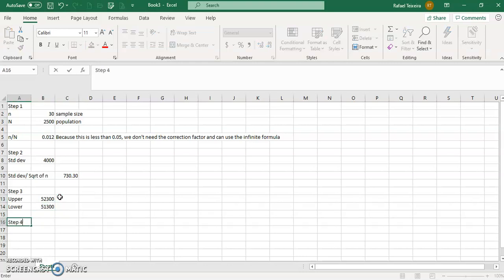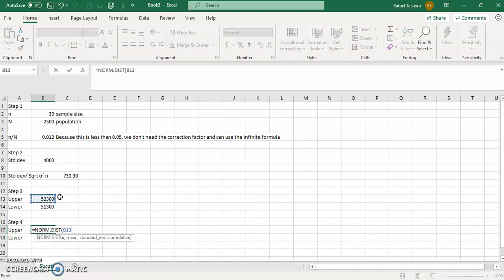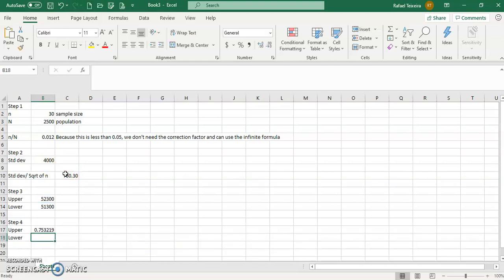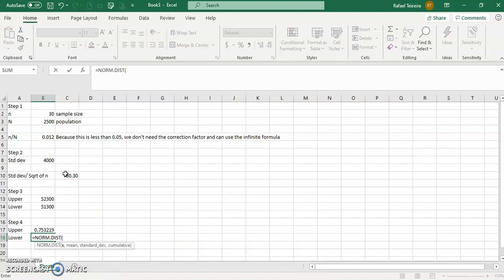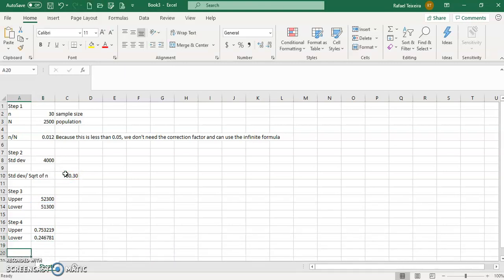So step 4, we're going to compute the areas for the upper and lower. This is norm.dist for the first interval. The mean is 51,800, given in the problem. The standard deviation is the standard deviation of the mean, not this one, and then type 1. Then for the lower, norm.dist, the mean is 51,800, the standard deviation is the standard deviation of the mean, and we type 1.